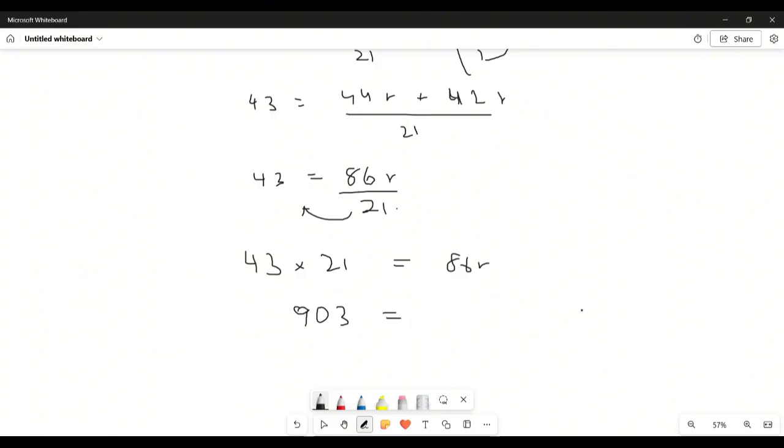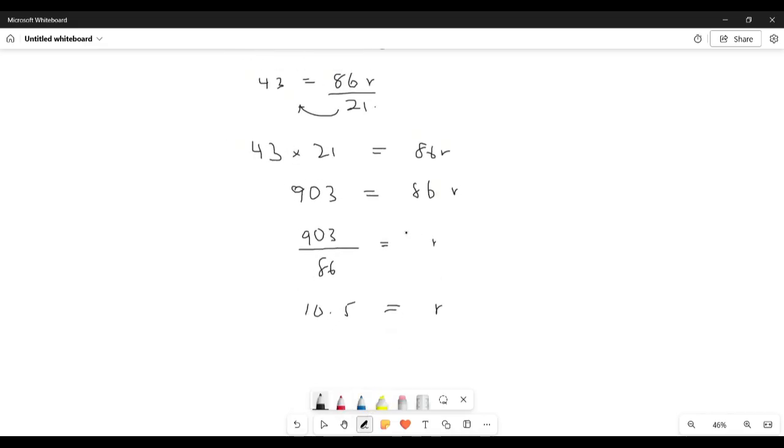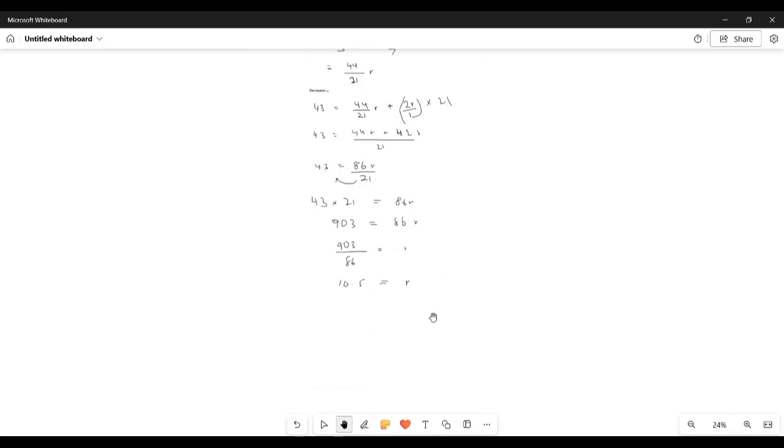903 and 86 r. Okay. Now 903 divided by 86, and we should get the radius. So 903 divided by 86, it is 10.5. So we're getting a decimal answer, that is 10.5 centimeter, which is the radius. Okay, so that's the radius for this question.